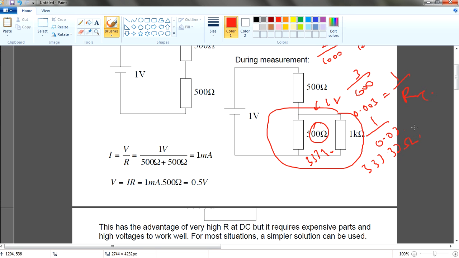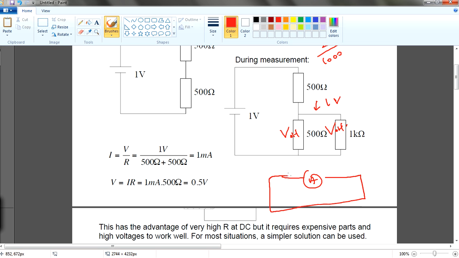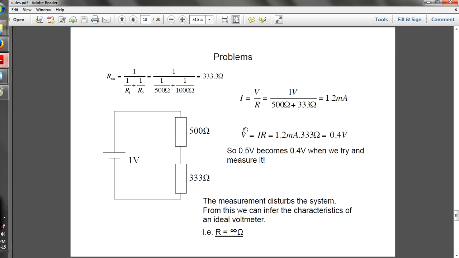And the reason why you connect the voltmeter in parallel is because, if you remember, in parallel the voltage is the same. And why do you connect the ammeter in series? Because the current is the same in series. So these are all the concepts.